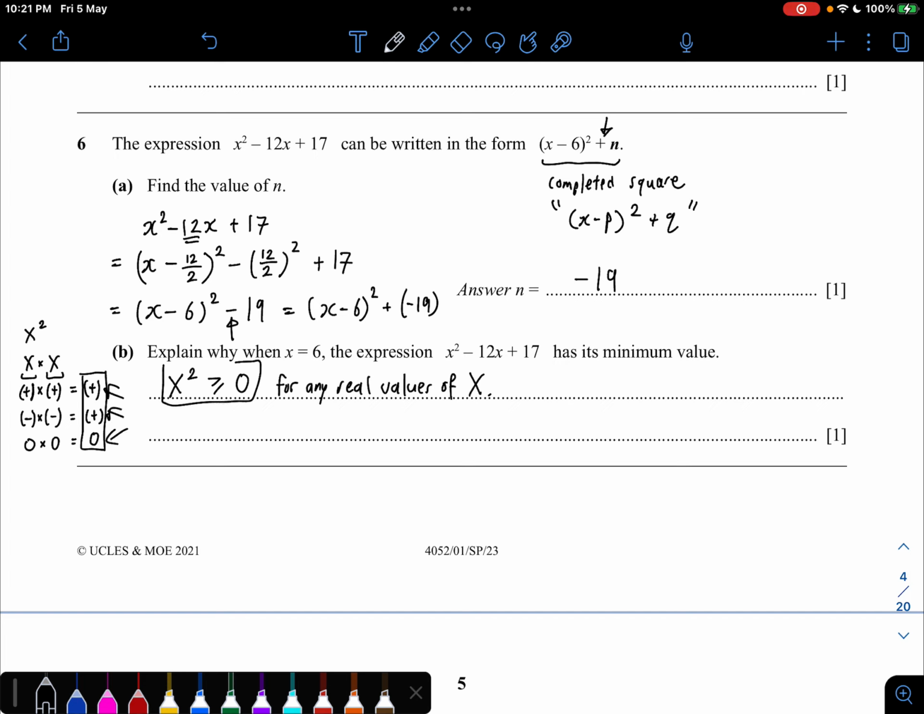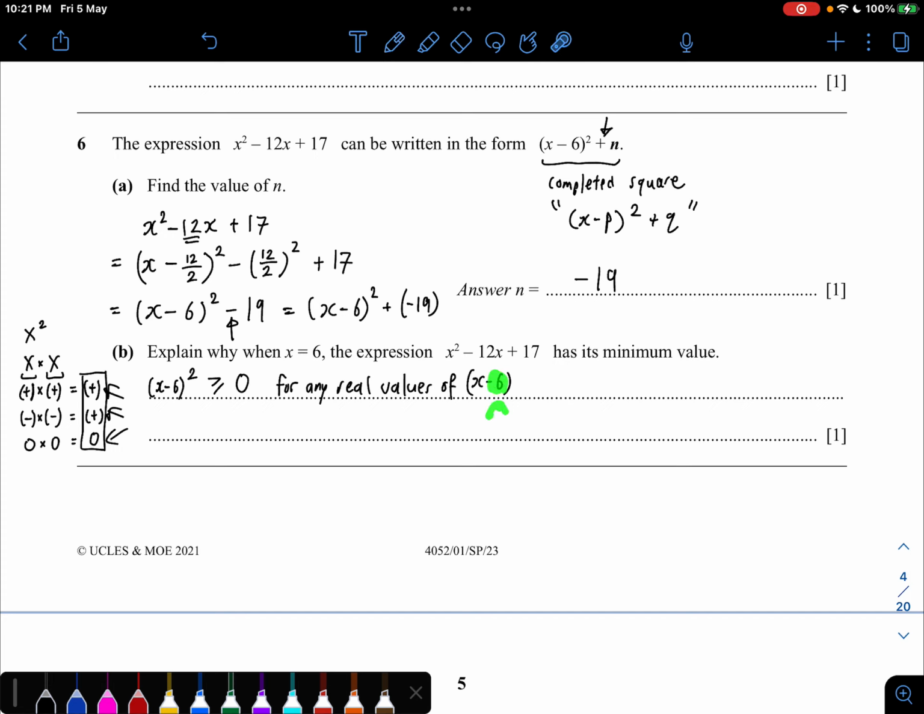That's what this notation here means. X squared is more than or equal to 0. In this case, x is equal to x minus 6. It's still a real number, right? So that means that I could have just simplified this simply as bracket x minus 6 bracket square is more than or equal to 0 for any real values of x minus 6.